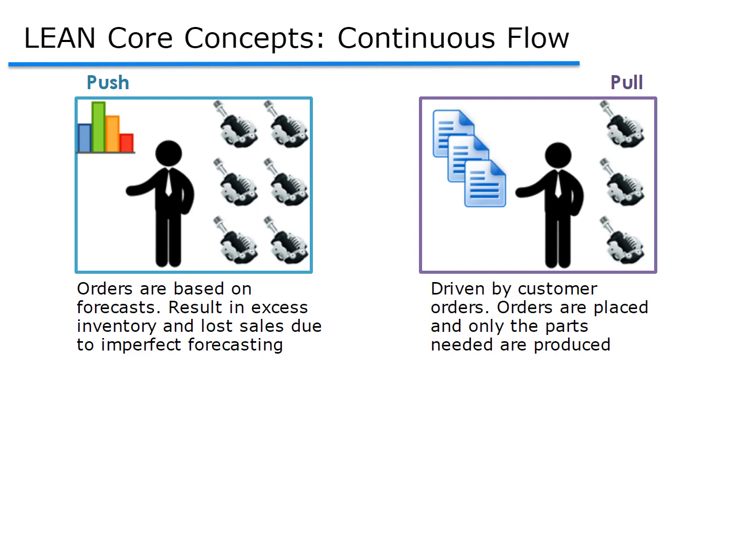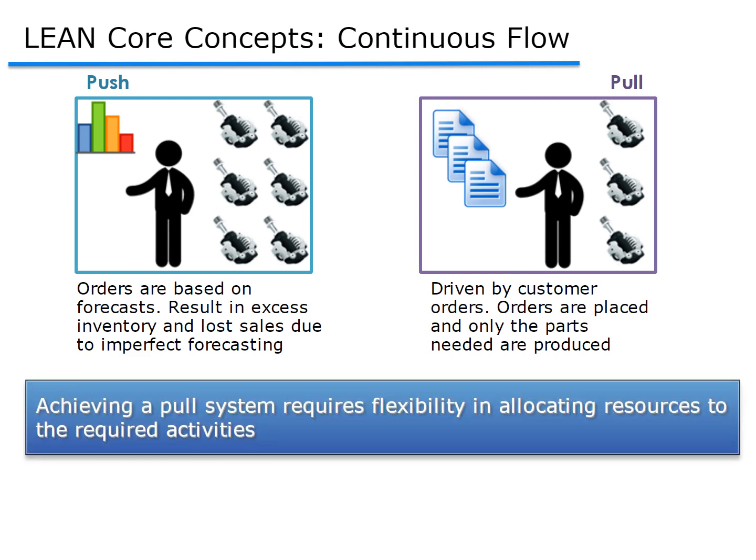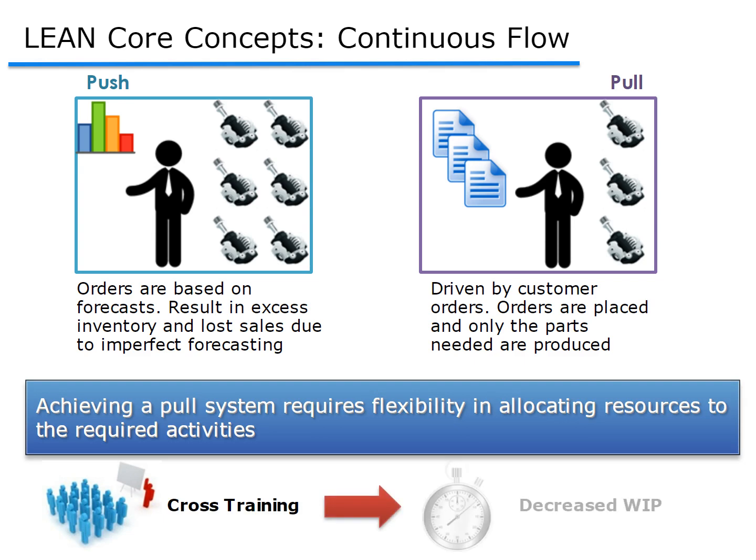Each activity moves a component, service, or information through the process so that it arrives at the next activity when it is needed. Achieving a pull system requires flexibility in allocating resources to the required activities. Cross-training is essential for achieving people flexibility. This flexibility results in decreased works in progress, or WIP.